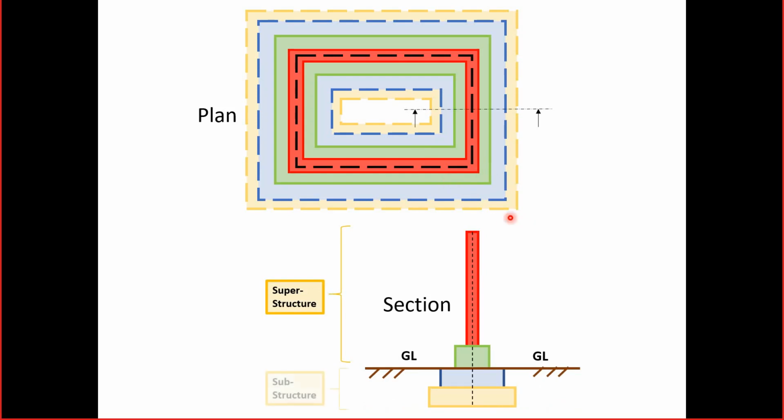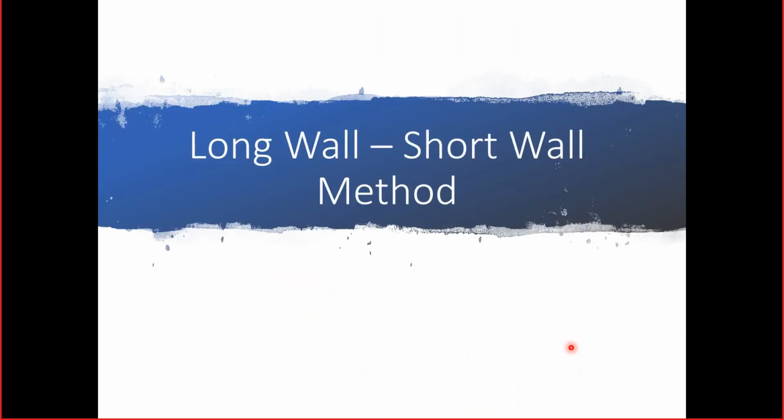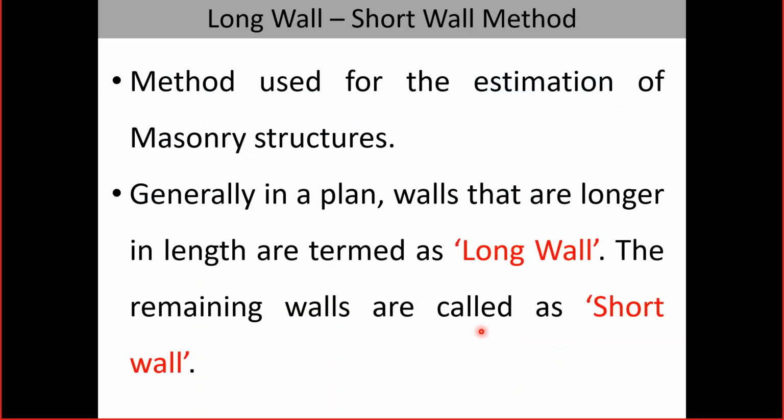So this is what the center line and long wall short wall method is. Let's look in detail at what the long wall short wall method is. The long wall short wall method is used for estimation of masonry structures. Generally in plans, walls that are longer, I repeat, walls that are longer in length are termed as long walls. The remaining walls are called short walls.